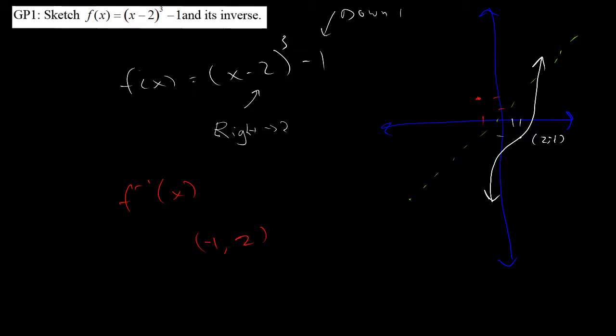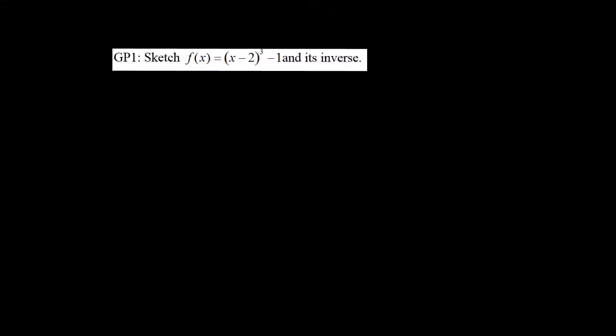And now if we graph its inverse, it's going to look something like this. So there we go. Graph that and its inverse. You should have gotten something like that. So now, let's talk about slopes, shall we? Clear the board.